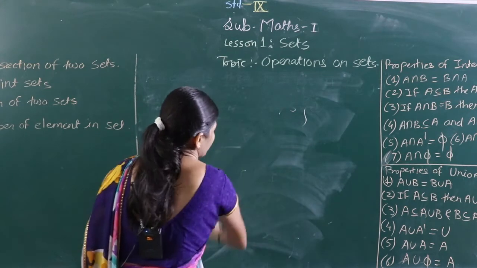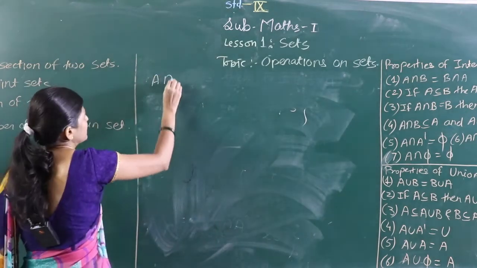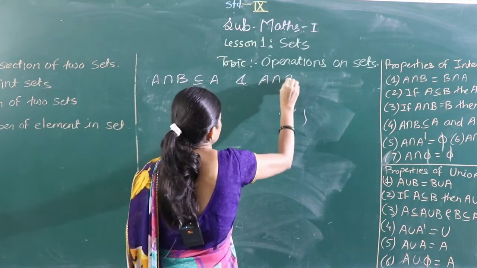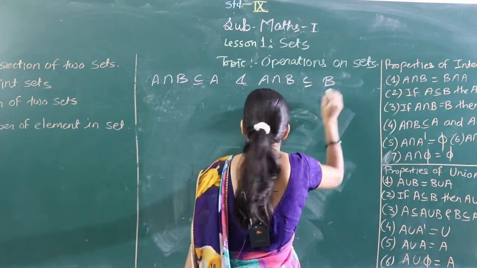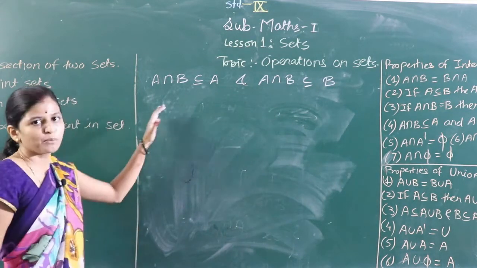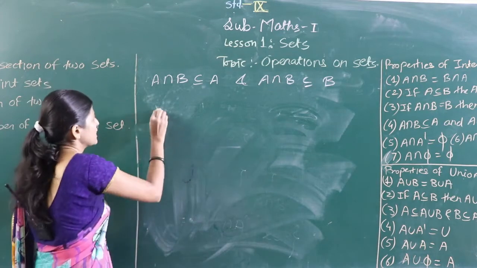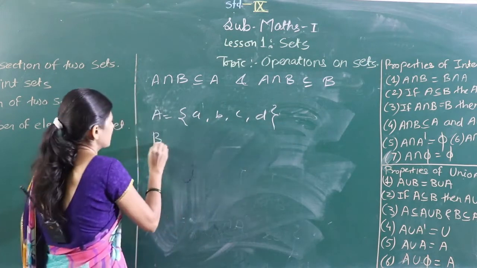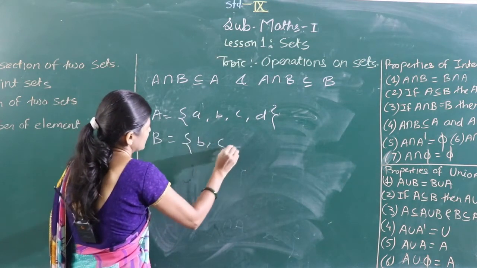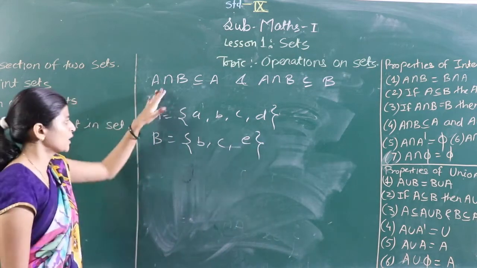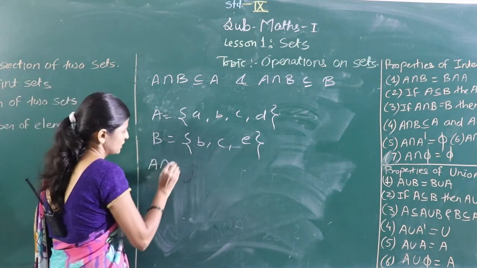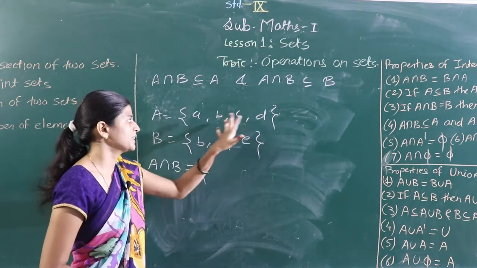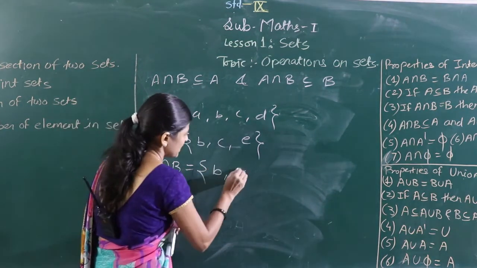Now the fourth property is that A intersection B is a subset of A, and A intersection B is also a subset of B. This property we again prove by taking an example. Suppose A equal to {A, B, C, D} and B equal to {B, C, E}. We find A intersection B here. Intersection means common. So what is common in both sets? B and C are common in both sets. So we write here B and C.